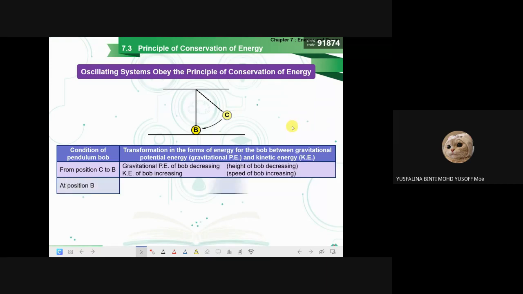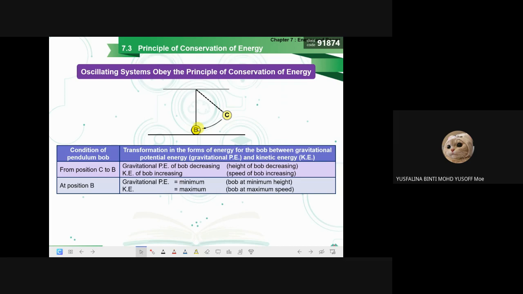Okay, and then at position B. At B, all the GPE from here has completely changed to kinetic energy. So here the kinetic energy is maximum and the gravitational potential energy is minimum at B. Okay, so it just repeats back, like just now.